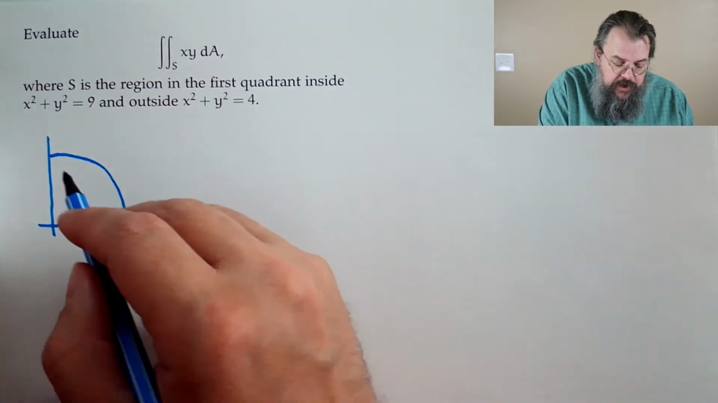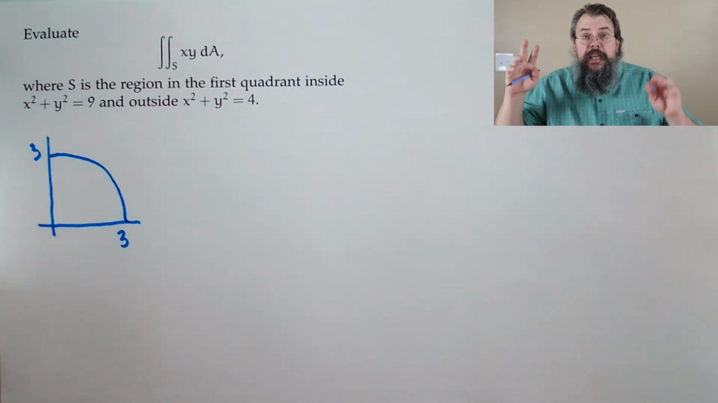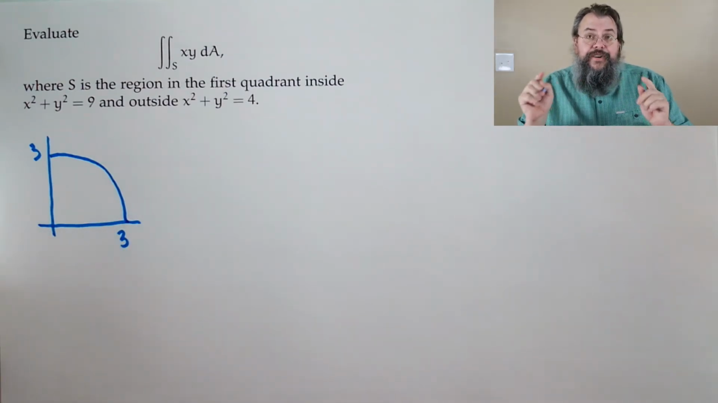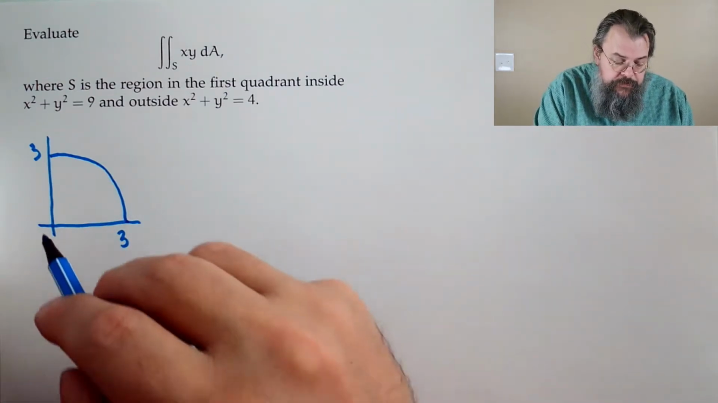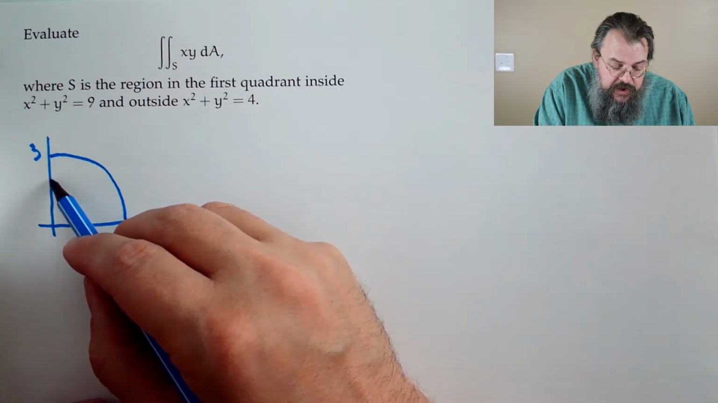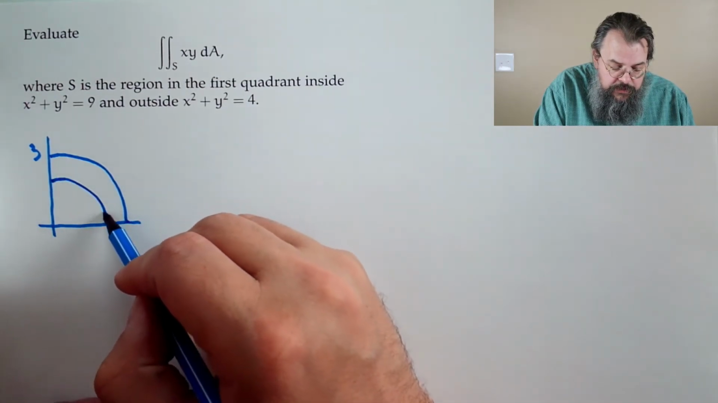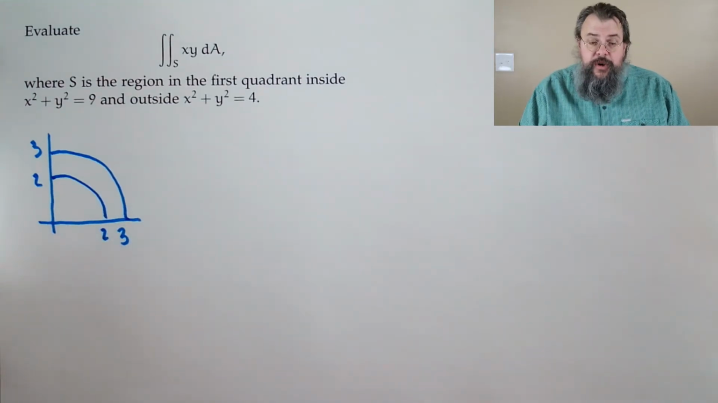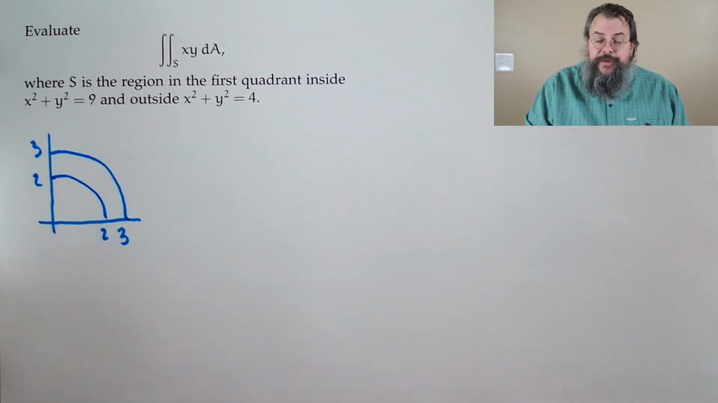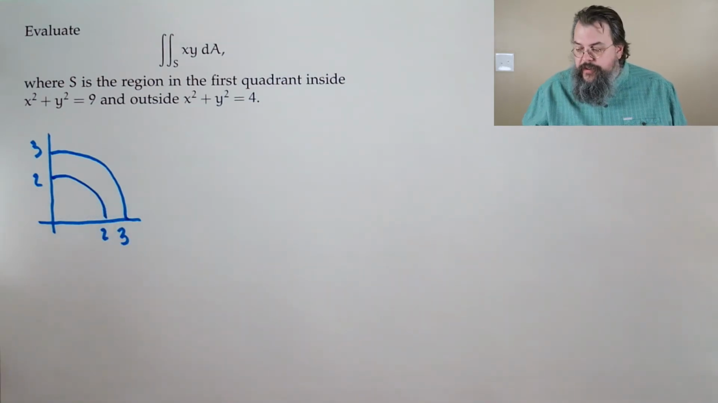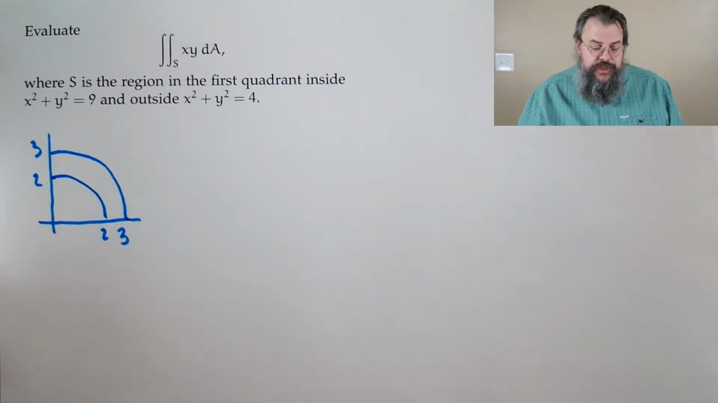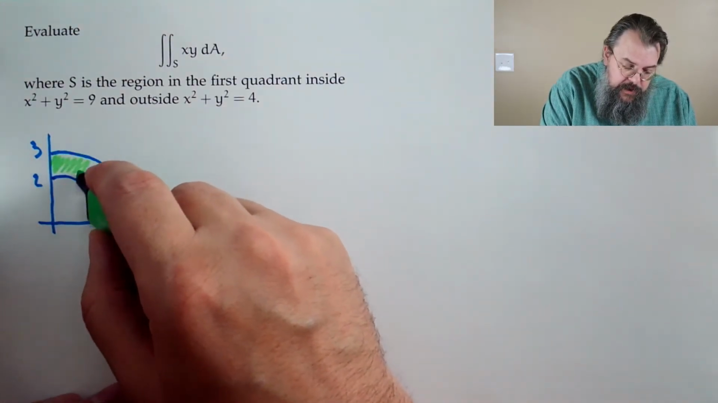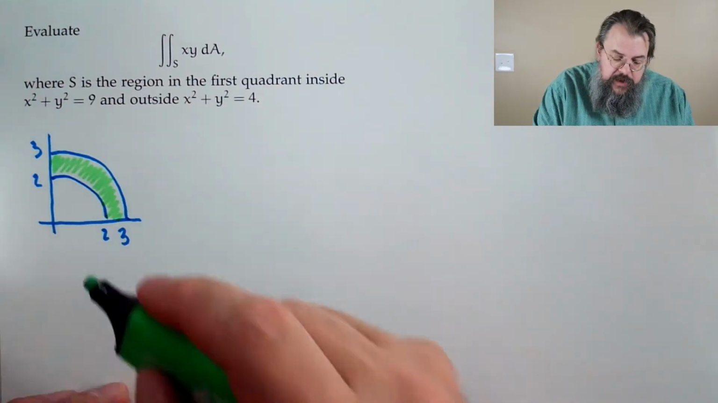So I'll mark 3 here. So I'm inside, okay, so inside, but I'm also outside x squared plus y squared equals 4, and that would be a circle of radius 2. And we're in the first quadrant. So notice I only put my drawing in the first quadrant, and I didn't go all the way around. So what's our region? Well, our region is kind of this interesting shape here. And all right, so that's where we're integrating over.